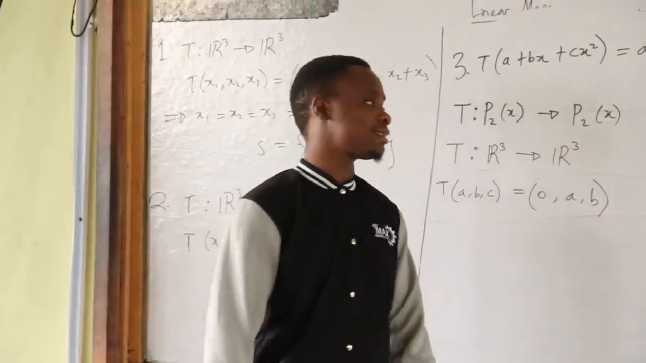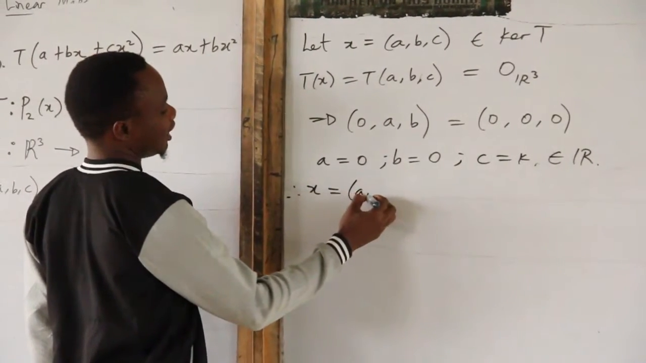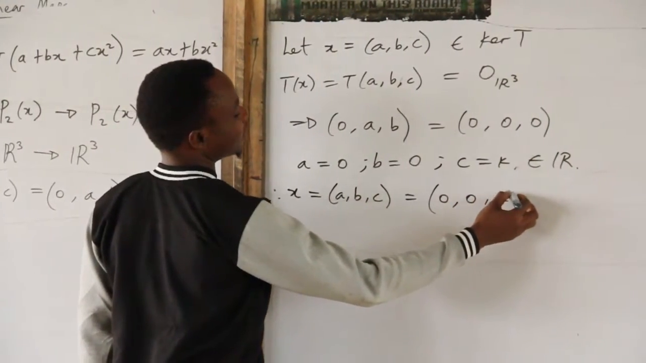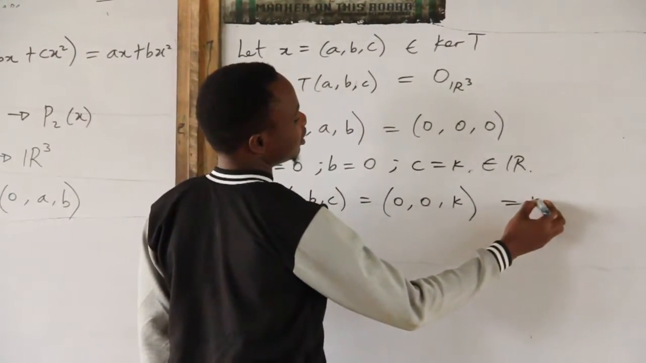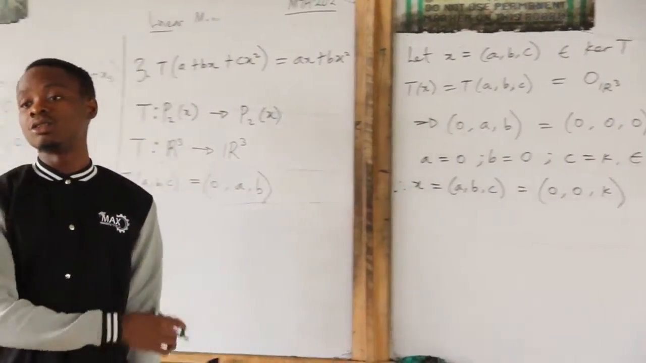So if that is the case, our x will be 0, 0, K. This is clear now. C can be any number.